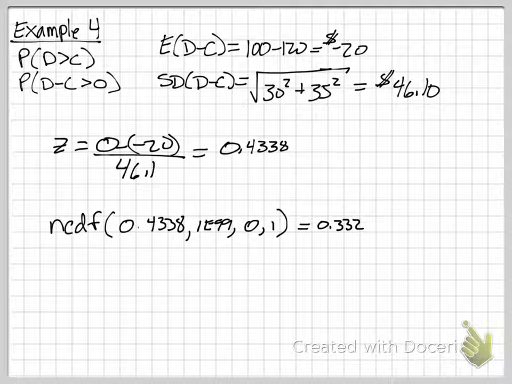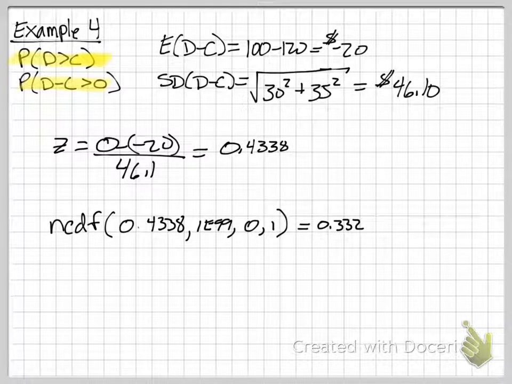All right, so for our last example, example 4 here. At first we wanted the probability that the dog's cost was going to be greater than the cat's cost. So we need to get both variables onto one side of that. Then we go dogs minus cats is greater than 0. You'll recognize this one from last video, we're just looking at the difference between dogs and cats. So you should have gotten a mean of negative 20 with a standard deviation of $46.10.